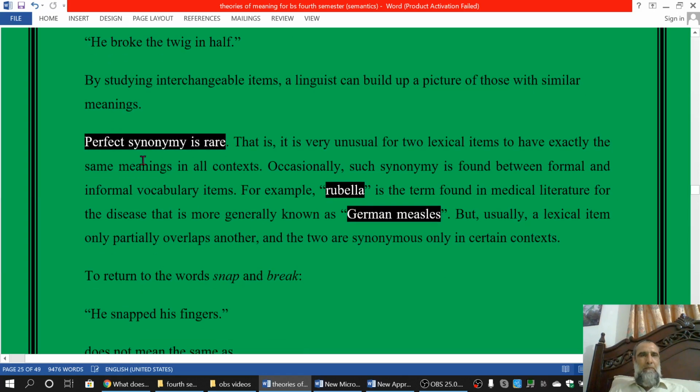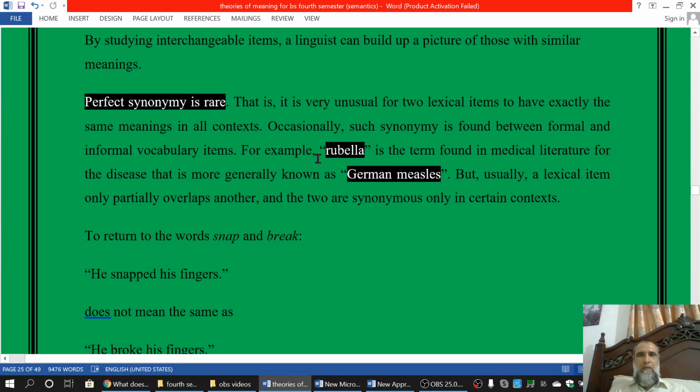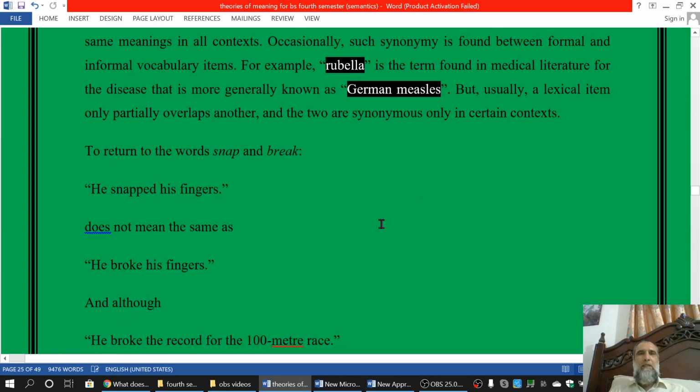However, perfect synonymy is rare, though sometimes you do have perfect synonymy. For example, you have rubella. This is a medical term, and in medical literature it is used for German measles. So these two are synonymous, and it is a perfect synonymy because one can replace the other.